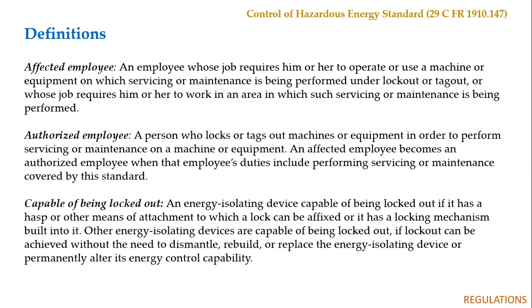Now the next definition is capable of being locked out. An energy isolating device is capable of being locked out if it has a hasp or other means of attachment to which the lock can be affixed, or it has a locking mechanism built into it. Other energy isolating devices are capable of being locked out if the lockout can be achieved without the need to dismantle, rebuild, or replace the energy isolating device or permanently alter its energy control capability.